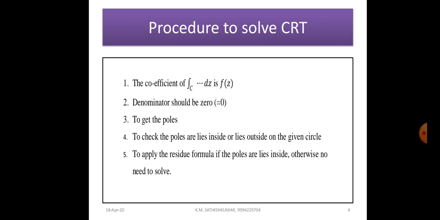Step number 2, the denominator part should be 0. Step number 3, to get the poles. The denominator part set to 0 gives a polynomial, which may be a cubic polynomial or a quadratic equation. Depending on this, we get the roots. Another name for the roots is poles. Next, verify whether the poles lie inside or outside the given circle. In each and every problem we have a circle, so we check whether the poles lie inside or outside.